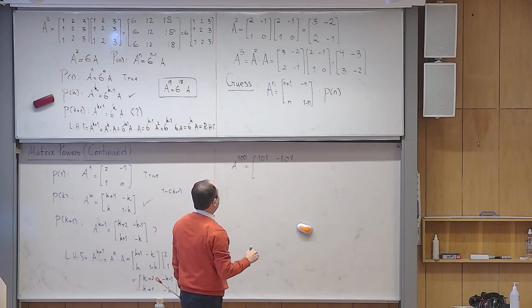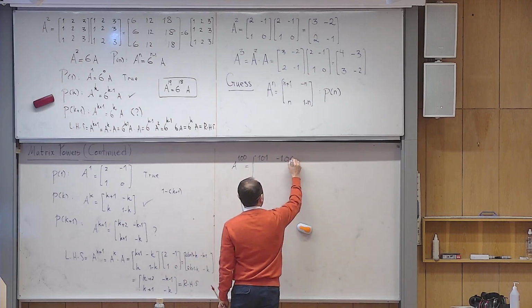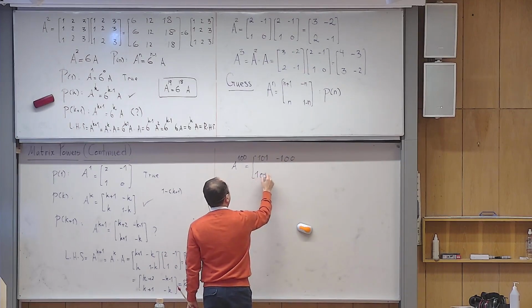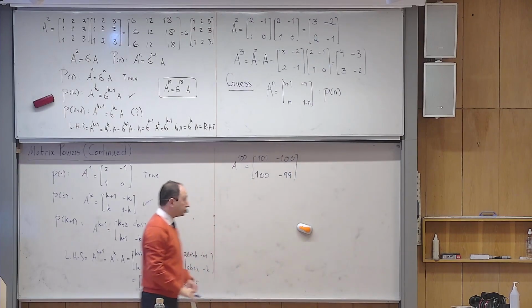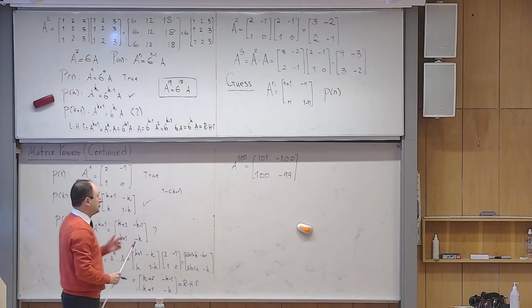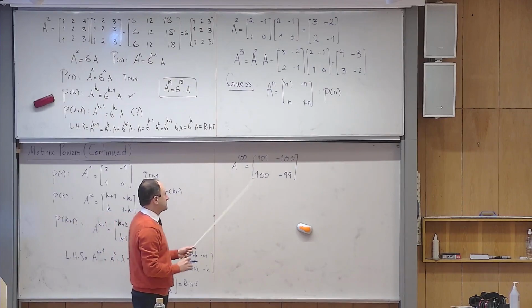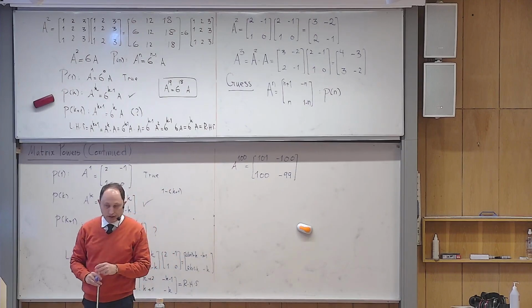Yes? It's 100, not 101. Oh, yes, minus 100, thank you. And then this is 100, this is minus 99. So you see, even though the power is much bigger than the previous one, do you remember A to power 41? It becomes a huge matrix, huge with respect to the entries. But here it's not a very big one. A to power 100 is this matrix.